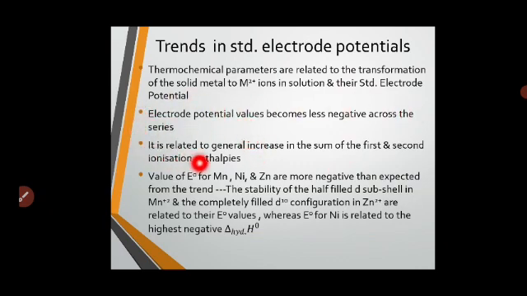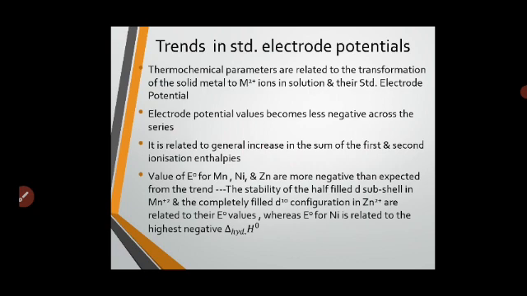So these electrode potential values become less negative across the series. Now you have to refer to Table 8.4 and you will get the values of E naught in volts. E naught per volt is given. You can see the values here. It goes on, it becomes less negative across the series from titanium to zinc. Here scandium is not considered.